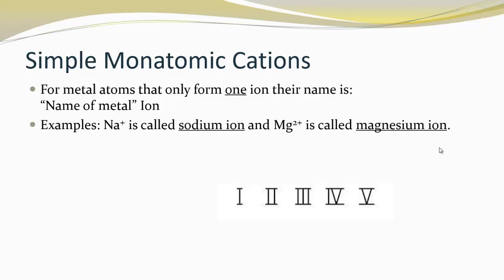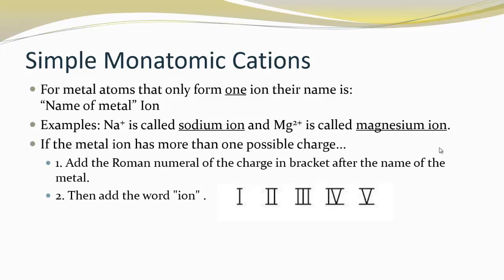So for example, sodium is sodium ion. Magnesium is magnesium ion. If the metal ion has more than one possible charge, like the iron example, all you do is you say metal, Roman numeral, ion. So you would add the Roman numeral for the charge in the bracket afterwards. So iron 2 is called iron 2 ion because it has a +2 charge. Iron 3 is the +3, so it's called iron 3 ion.